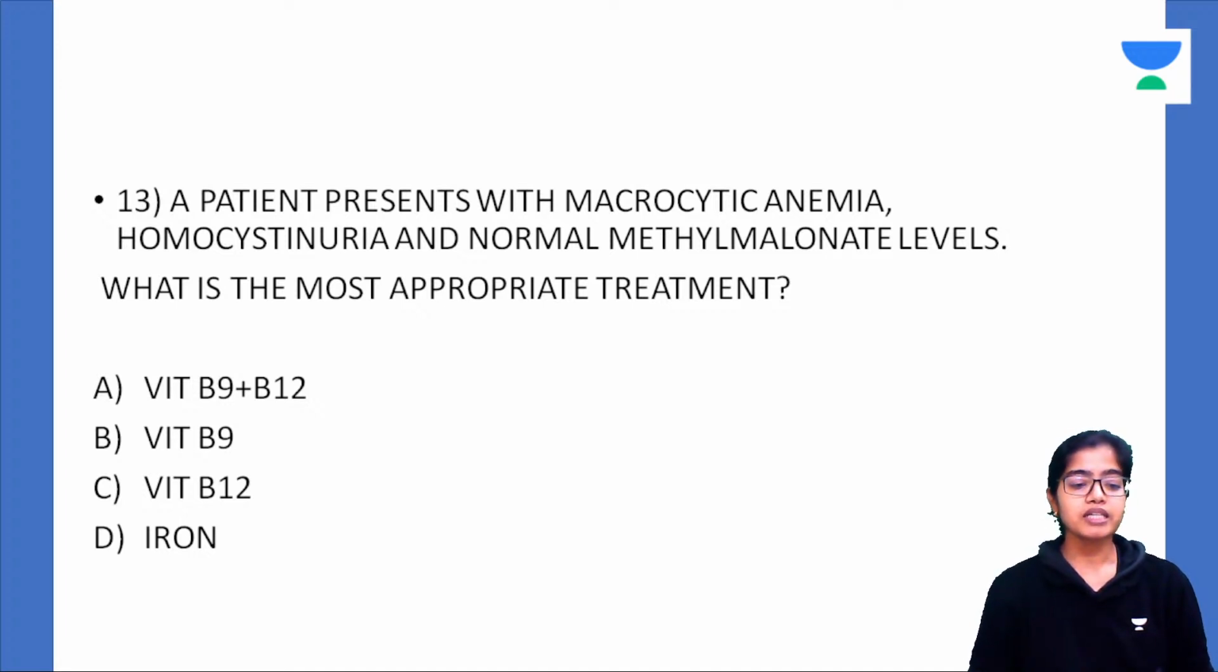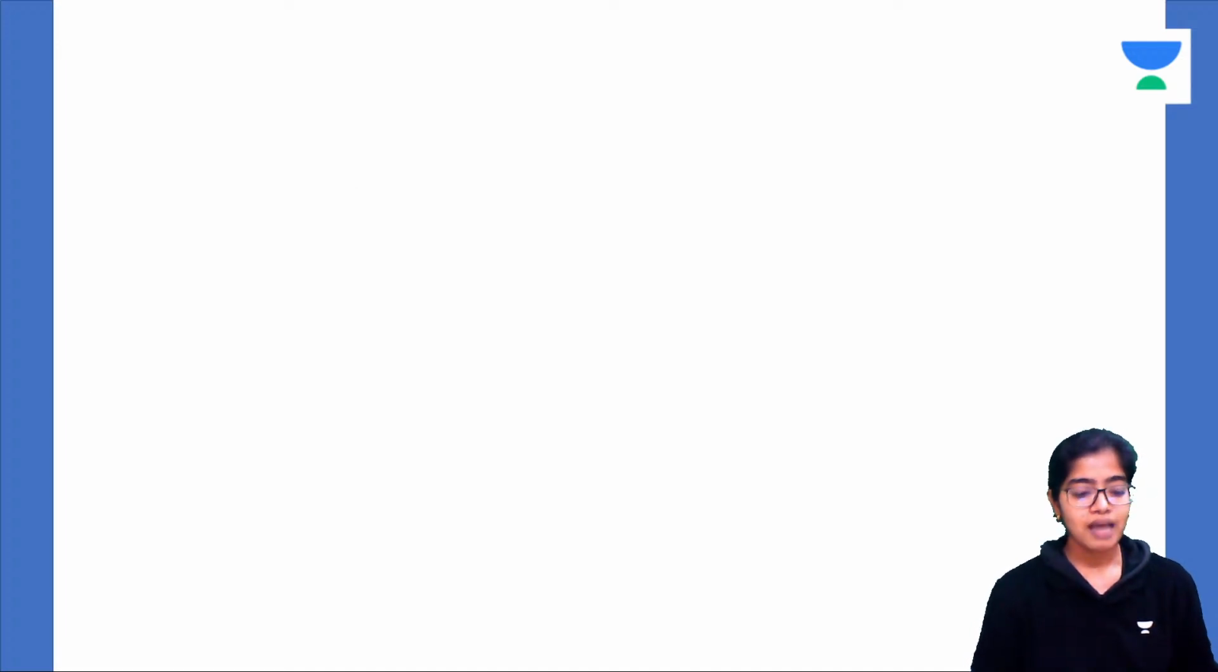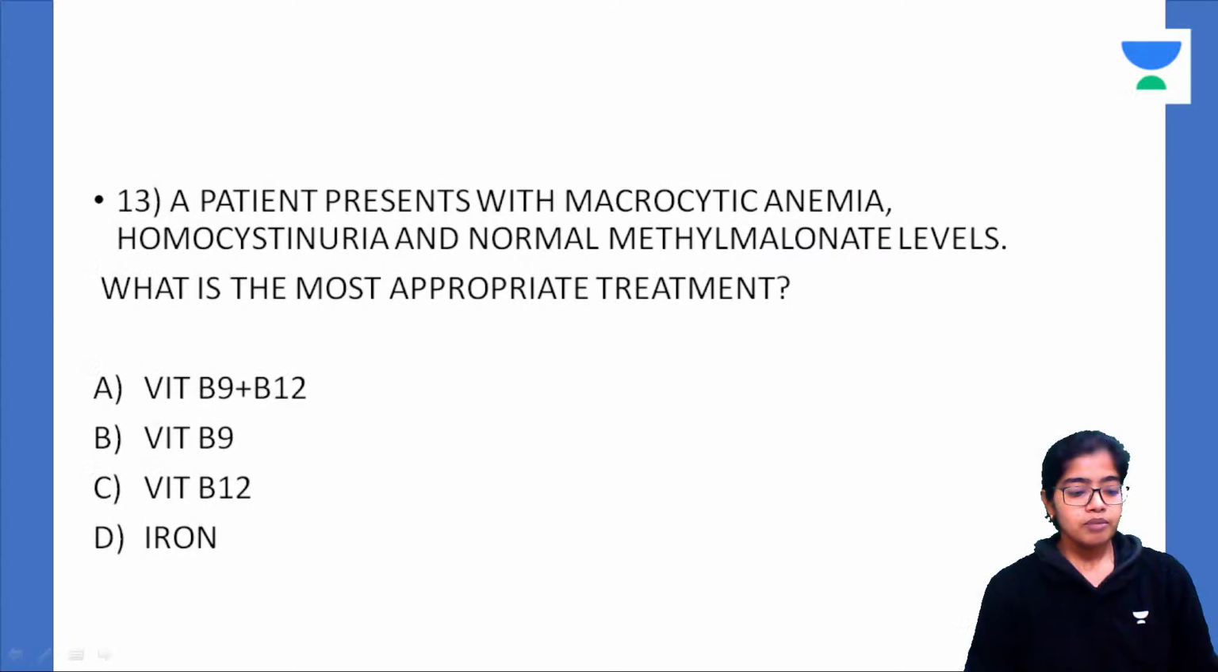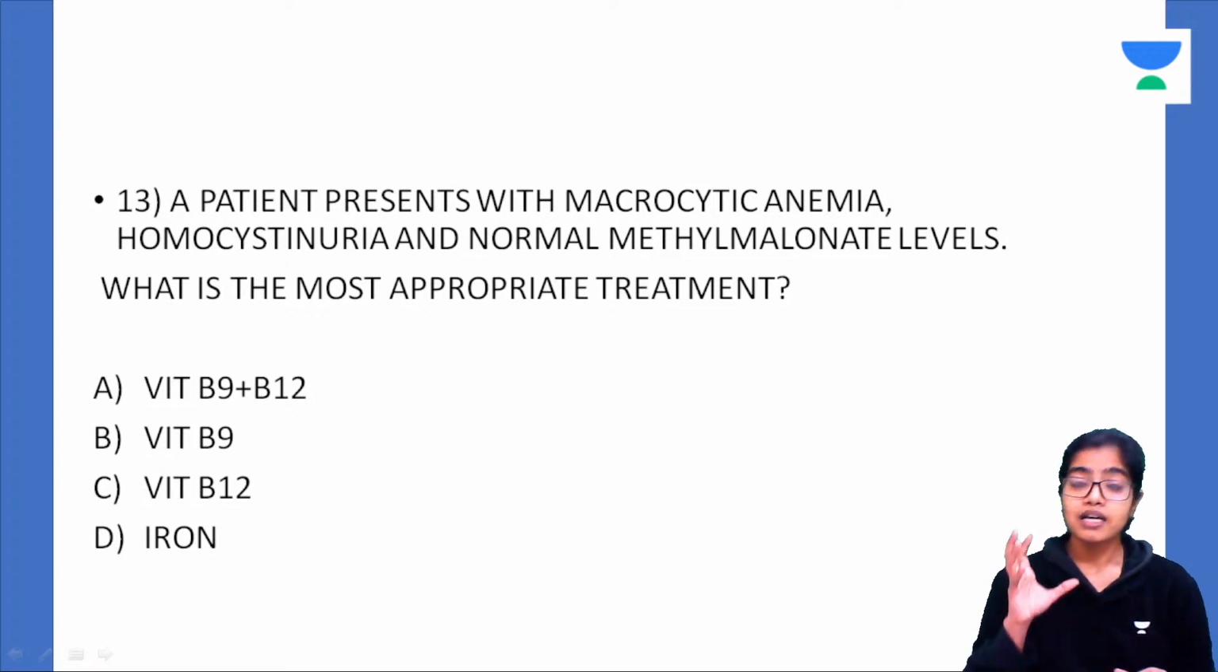The patient is presenting with macrocytic anemia, homocysteinuria and normal methylmalonate levels. What is the most appropriate treatment for him? See, macrocytic anemia means the RBCs are not getting matured. Because they are not getting matured, the size of the RBCs is large.